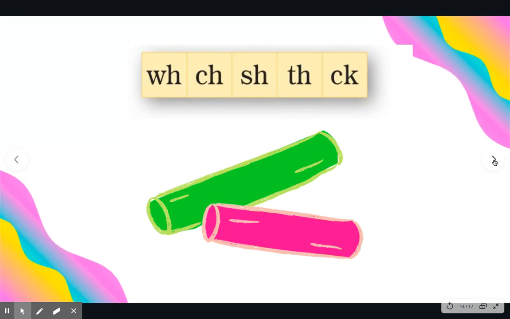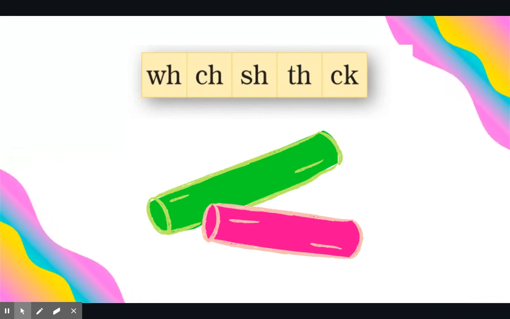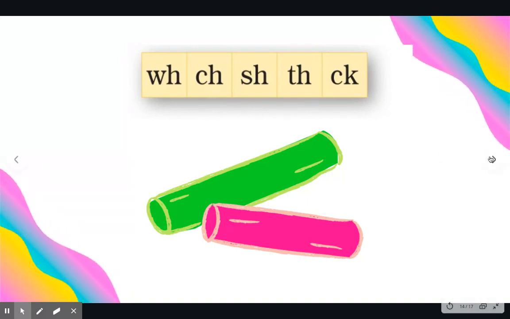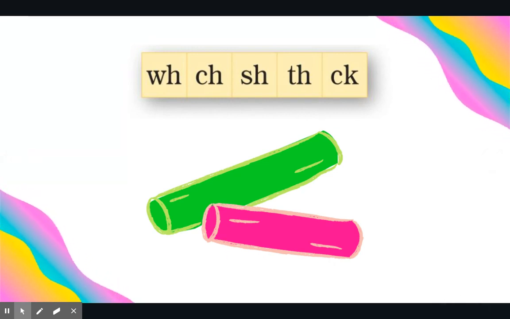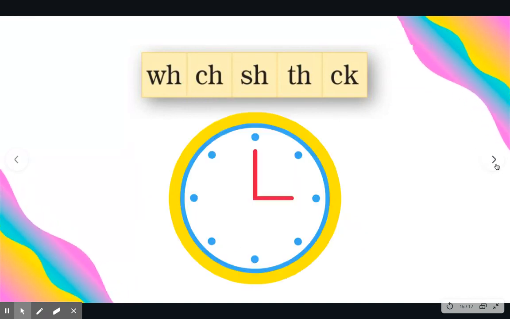Chalk, chalk. So the first digraph that you'll hear in this word is a ch sound, and at the end you'll hear a k sound. So this is actually a trick. There's 2 digraphs. CH and CK. I didn't circle that.